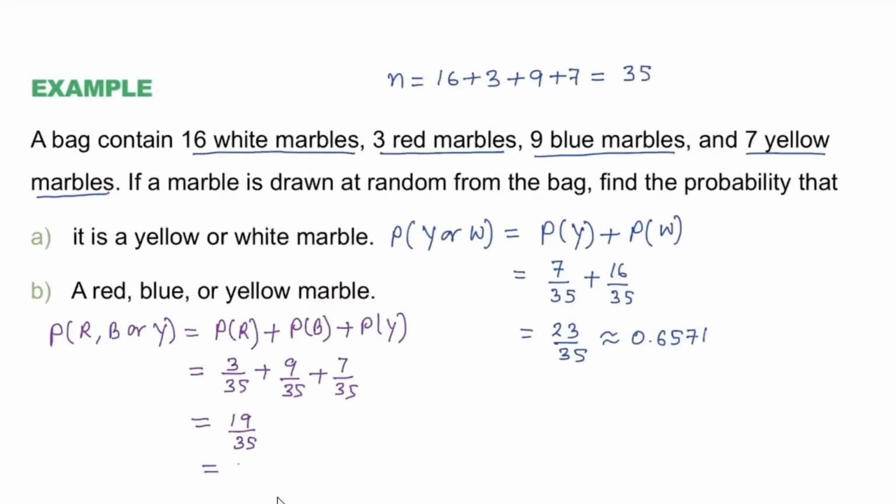And what did you get? Tell me. 0.5429. Very good. So that is the probability of the occurrence of red or blue or yellow marble. So in this example, what we did is we used the addition rule for probability. And in the addition rule for probability, we use the first rule, that is for the mutually exclusive or disjoint events. Any question in this example?